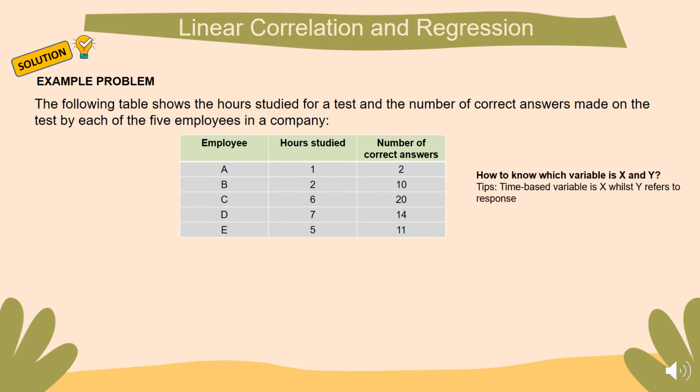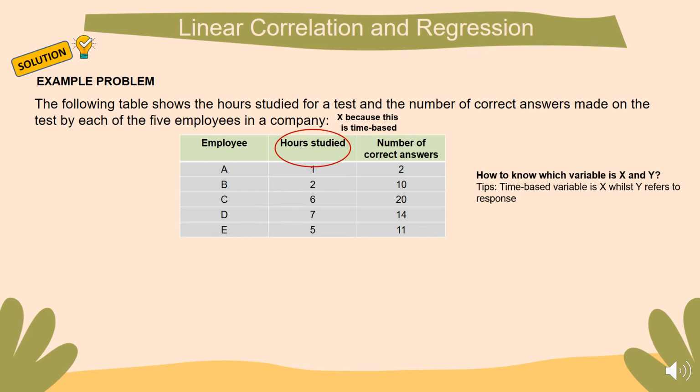One handy tip is that the time-based variable always represents x, which is the independent variable. The logic behind this is that time does not depend on anything else, like the response or the things that we want to measure. So obviously in this problem, the time-based variable is the number of hours studied, which is x, and the response is the number of correct answers, which is y.